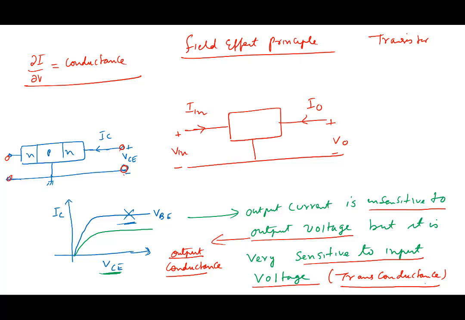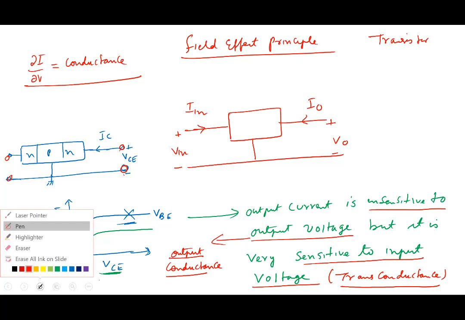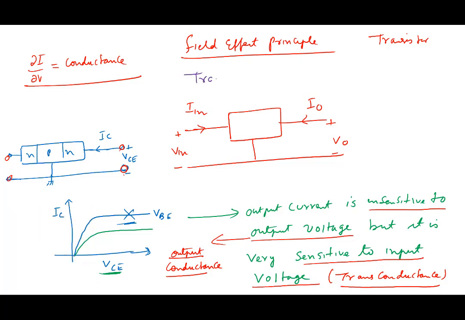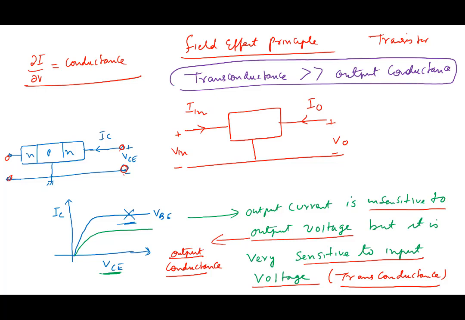So what is the unique characteristic of a transistor? Transconductance is much, much larger than output conductance. That's the unique characteristic of a transistor. This is what you're looking for. If you can find this in any other element, that transconductance is much, much larger than output conductance, you can go ahead and make an amplifier using that particular element. Because remember, this is where we were biasing all our transistors. We were biasing it there and then making a common emitter, common base, common collector, all those things that we were doing. So what we are looking for is transconductance much, much larger than output conductance.